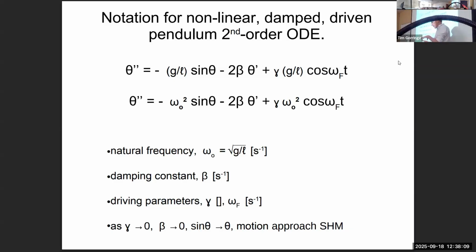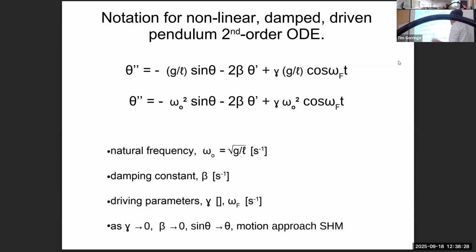And then we've got two strengths associated with two forces. There's the damping force, so that's the beta in our equation, and then there's the gamma, which is the driving constant in our equation. So that's a list of four parameters that completely describe our damped-driven pendulum.